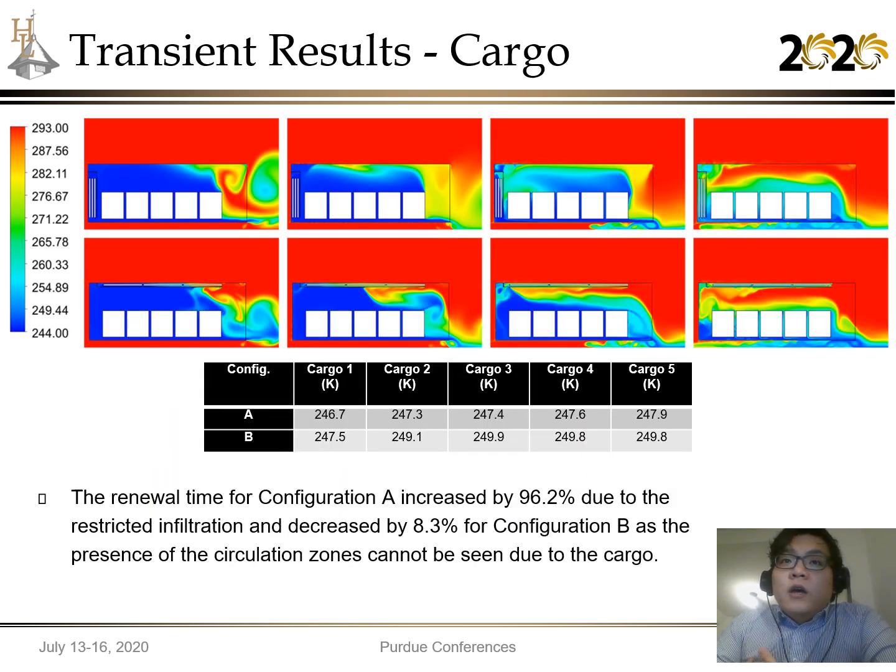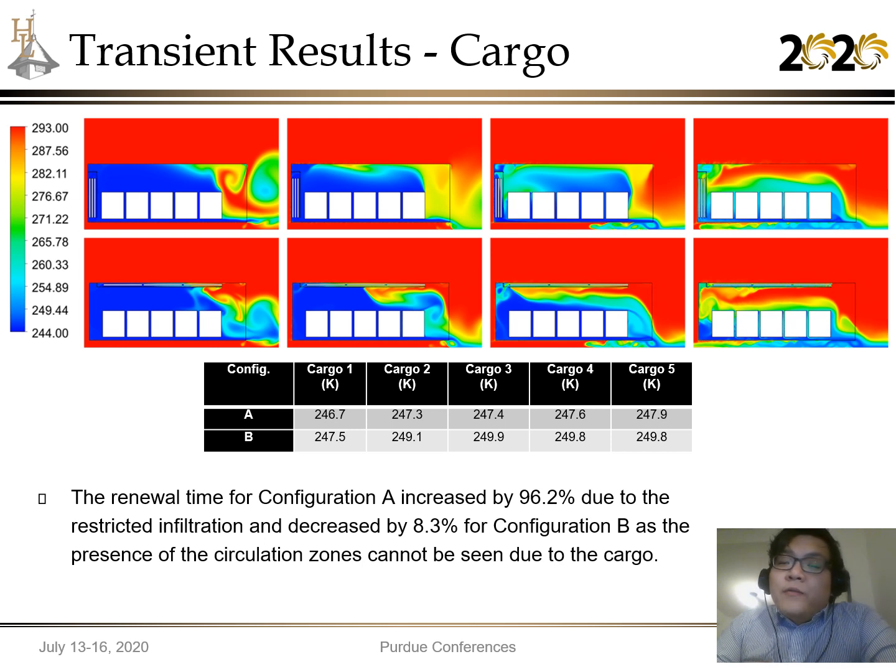These are the transient results with cargo for configuration A on top and configuration B on the bottom at times equal to 2.5 seconds, 5 seconds, 10 seconds, and 20 seconds. For most of them, you see similar results. At 2.5 seconds, you see a strong exit of the cold high velocity air, as well as mixing that occurs with the atmospheric air. And then from times equal to 5 to 20 seconds, you see an infiltration that occurs along the top of the trailer with the exiting of the cold air on top of the cargo.